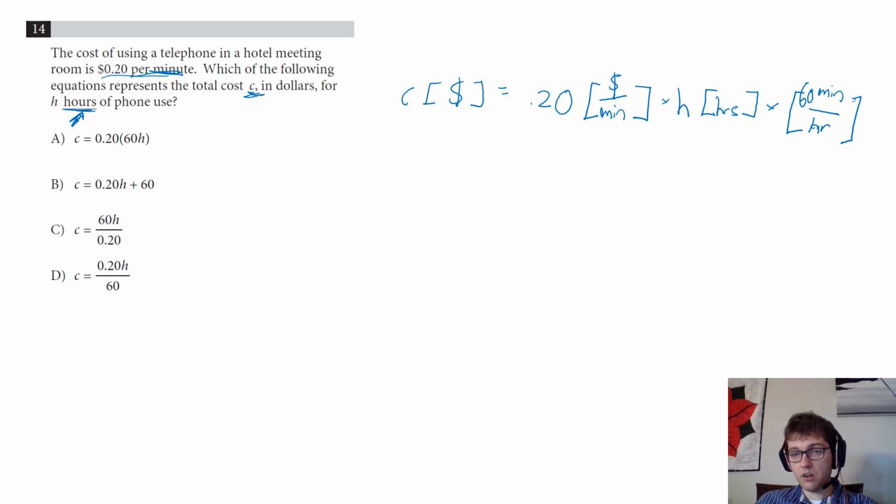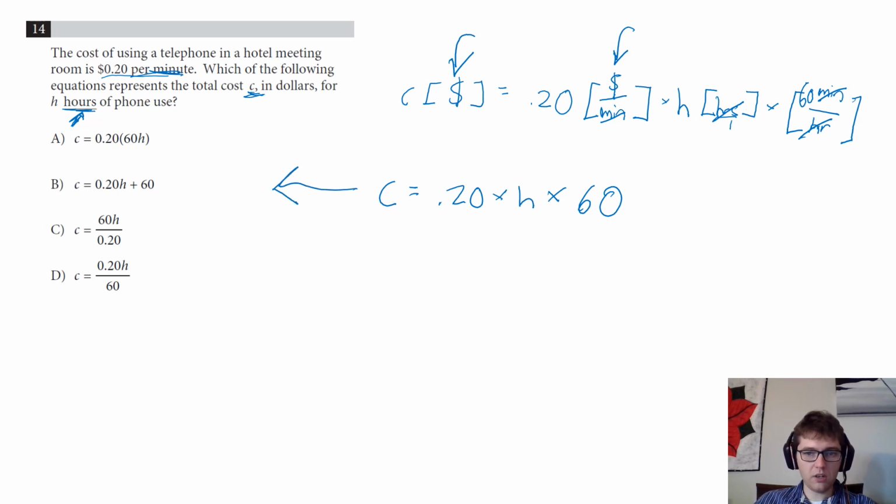Do our units work out here? So over here we have minutes in the denominator. Over here we have minutes in the numerator. Here we have hours in the numerator, right? You can think of this as hours over 1 if you'd like. So we have hours in the numerator, hours in the denominator. All we're left with is dollars. Eliminating everything we crossed out, we now have C is equal to 0.20 times H times 60. So let's see if we have that as an answer choice over here. And it looks like A is that answer choice.